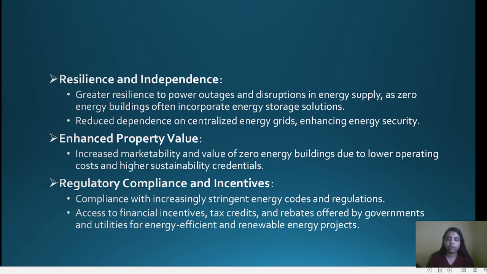Enhanced property value: increased marketability and value of zero energy buildings due to lower operating costs and higher sustainability credentials. Regulatory compliance and incentives: compliance with increasingly tightened energy codes and regulations, and access to financial incentives, tax credits, and rebates offered by governments and utilities for energy efficient and renewable energy projects.